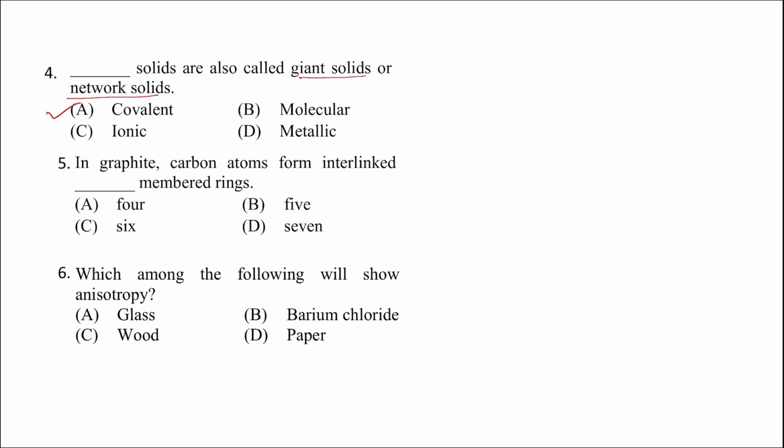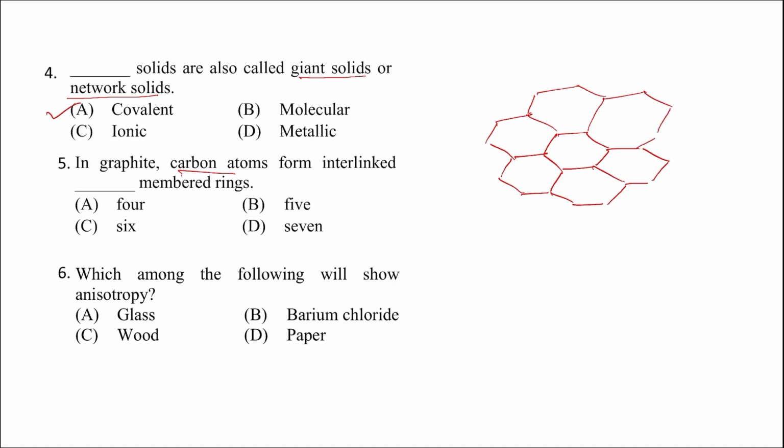Now next is, in graphite carbon atoms are interlinked. So this is the structure of graphite. You know very well, you must have studied it in 9th standard and even 10th standard. Here this carbon atom is interlinked to how many membered rings? If I take one at the very center, you can check. This is the center one. Here it is linked to how many membered rings: 1, 2, 3, 4, 5, 6. So the answer is 6.